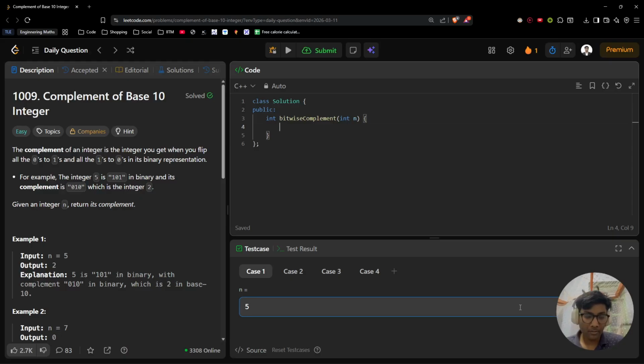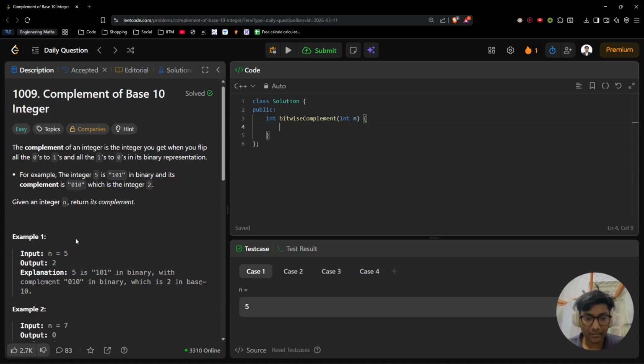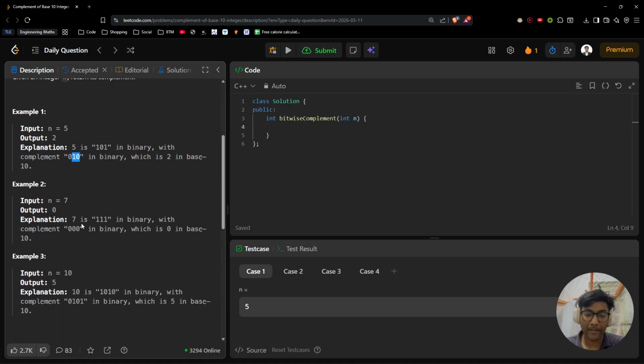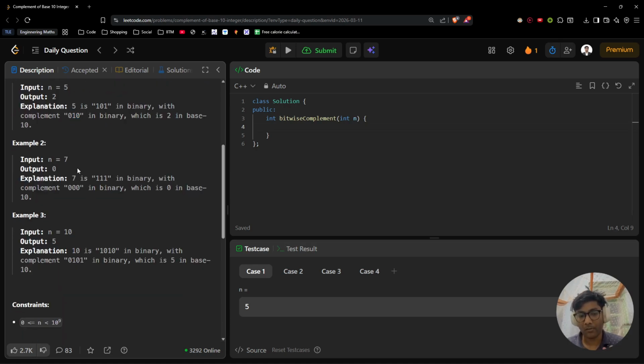Hello everybody. Today we are going to solve this problem of the day, complement of a base 10 integer. Given an integer, let's say 5, we want to flip every bit: if it is 101, we want to complement that to 010, and tell the number represented by this bit pattern. Like for 7, if it is 111, the complement is 000, so it represents 0.